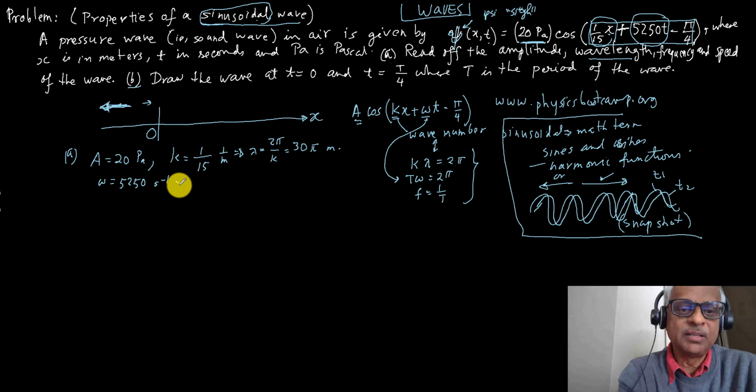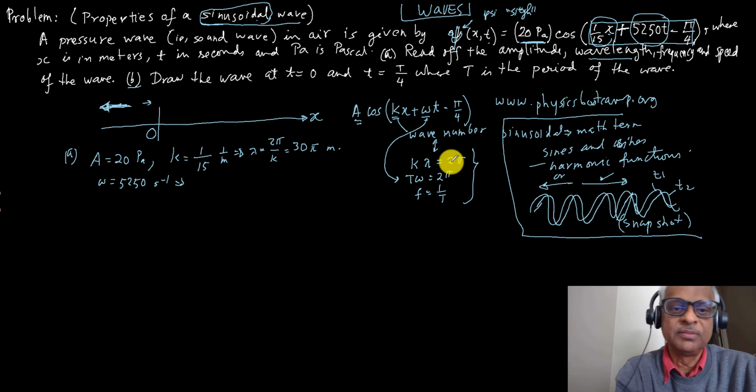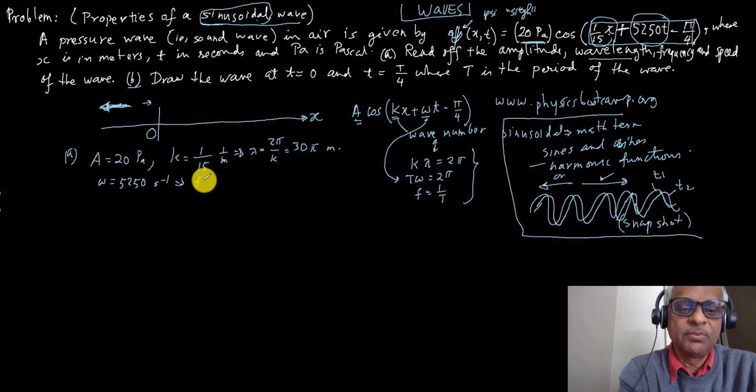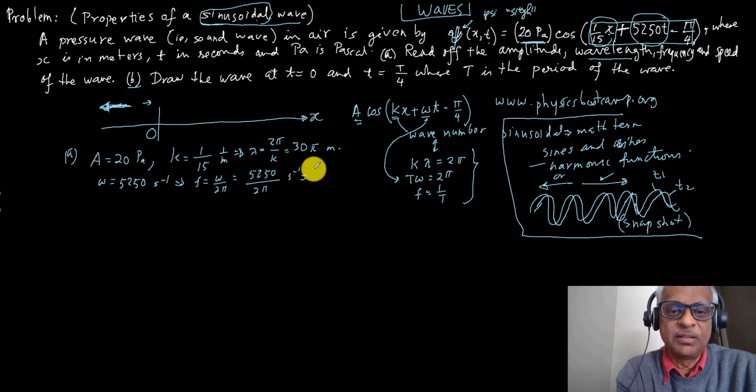That means from here I get a frequency, since omega is 2 pi f. So f will be omega over 2 pi, so 5250 over 2 pi, per second, which is the same as hertz. Here it's 5250 over 2 pi cycles per second, which is hertz.